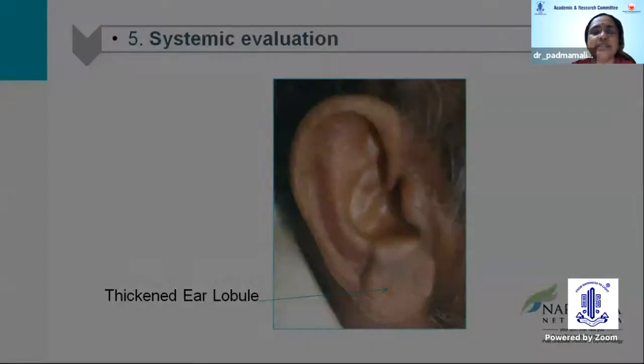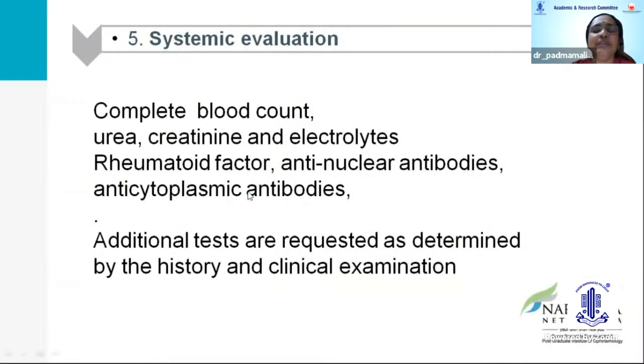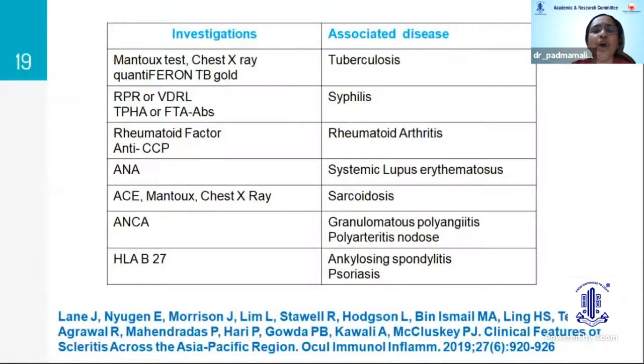So if we examine the patient systemically, we will get a clue to find out the probable etiology in a case of scleritis. We order regular investigations like complete blood count, urea, creatinine, electrolytes, and appropriate additional investigations to determine the history and the clinical examination. These are the commonly ordered investigations. We have done a multicentric study with the Singapore and Australian group, and we noticed infectious etiology is the commonest cause of posterior scleritis. In this, tuberculosis was commonly seen in our population.